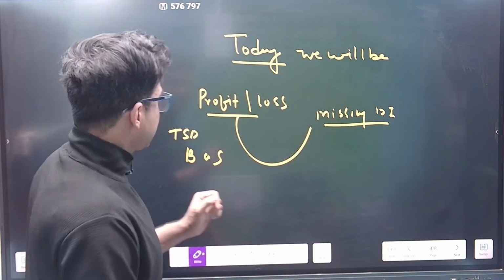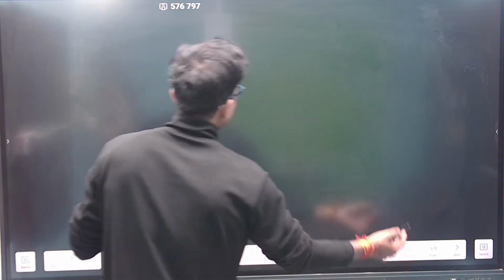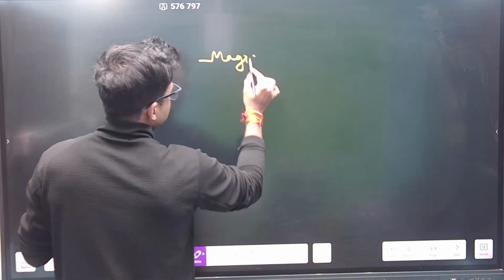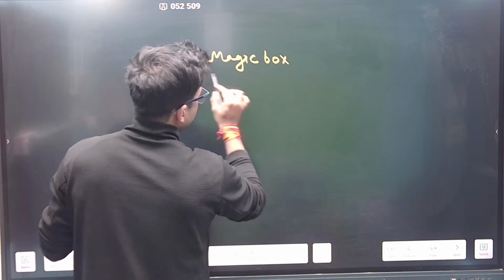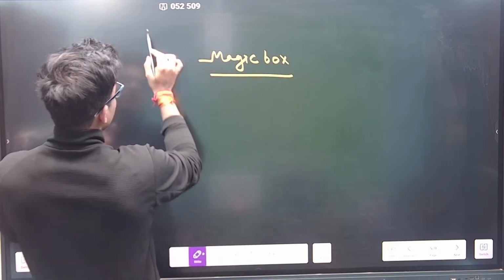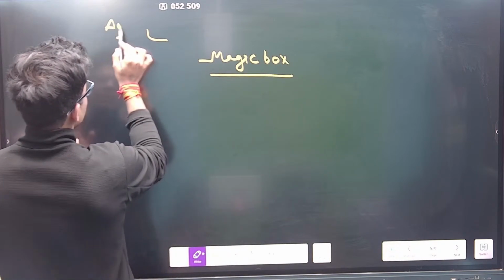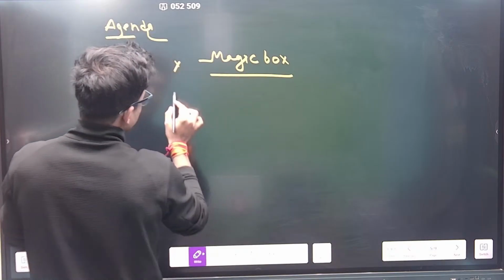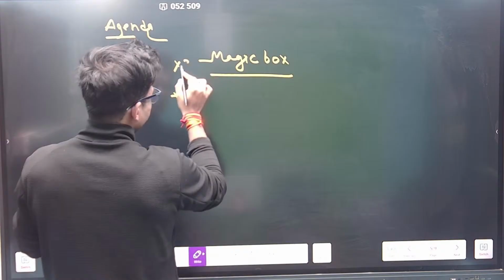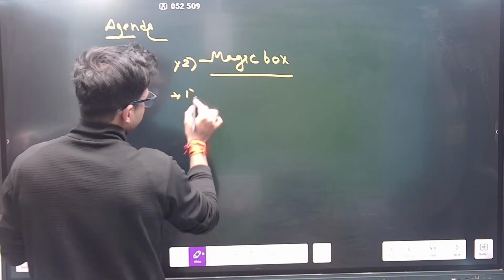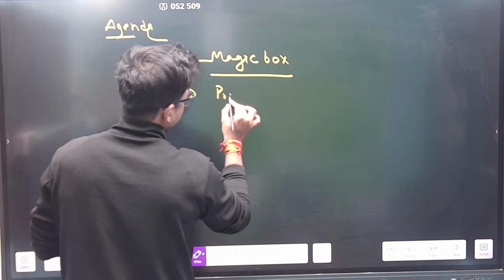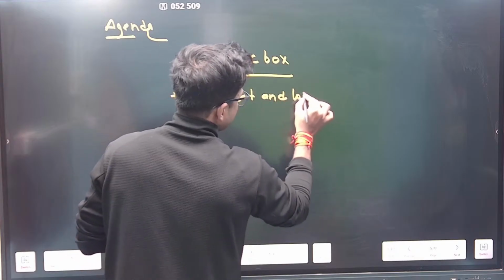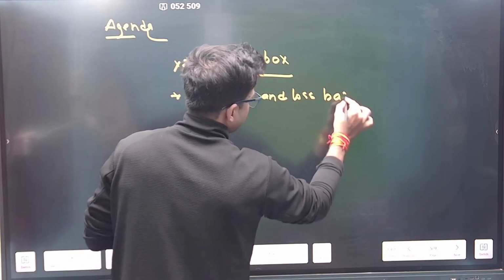And secondly, guys, we will be discussing a magic box. Correct. So two things we'll be discussing today. The agenda is basically two things: the first one is profit and loss based DI, and the second is magic box.